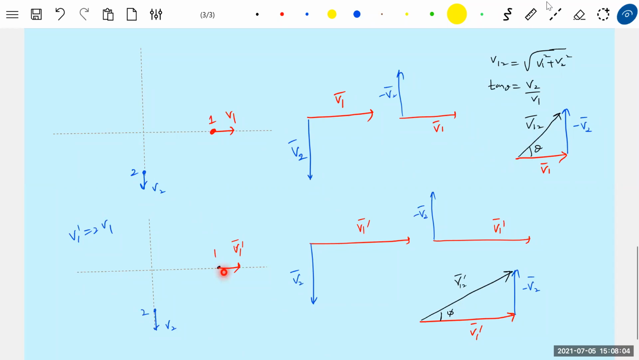He will start moving. He feels that he is moving in a separate direction now. Earlier he felt that he was moving like this. Now if we double the speed, he feels that he is moving in this direction.